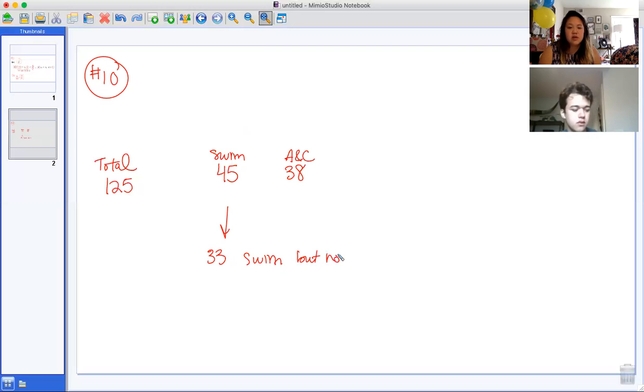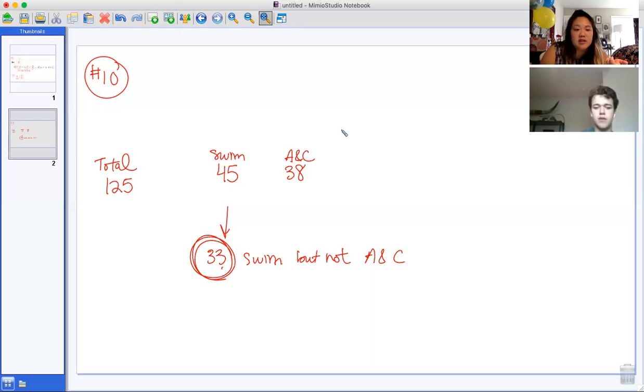No, it is 33 out of something, but wait, let's see, but not arts and crafts. So this is your numerator. You got that right, because it's like, what's the probability they signed up for swimming? But we know that they didn't sign up for arts and crafts. So we know 38 signed up for arts and crafts of the 125 total. So how many is left if we take away those arts and crafts kids? Oh, okay. Yeah, 125.